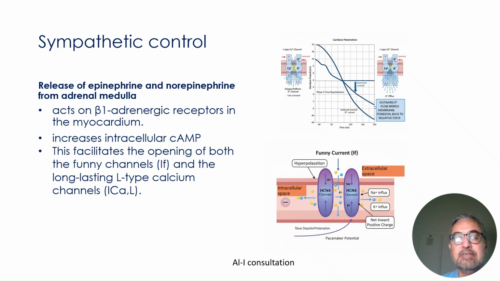Sympathetic control, on the other hand, involves release of epinephrine and norepinephrine from the adrenal medulla. They act on the beta-1 adrenergic receptor in the myocardium. This increases cyclic AMP and facilitates the opening of both the funny channel and the long-lasting L-type calcium channels.